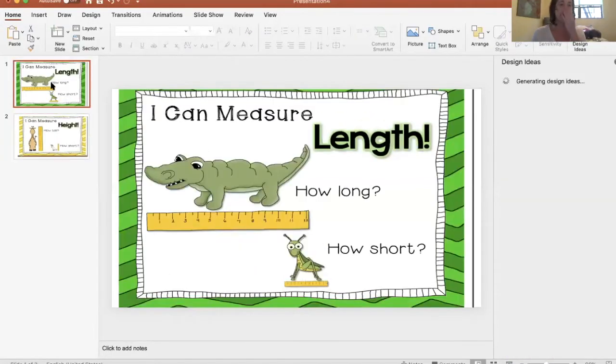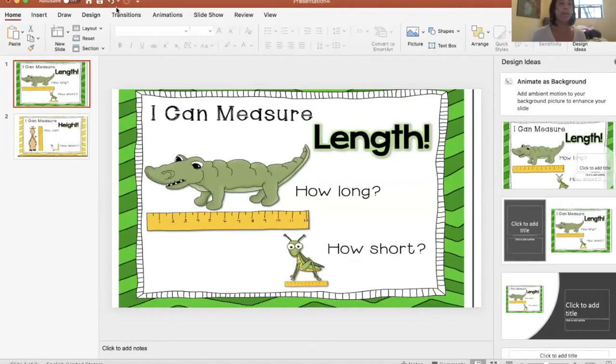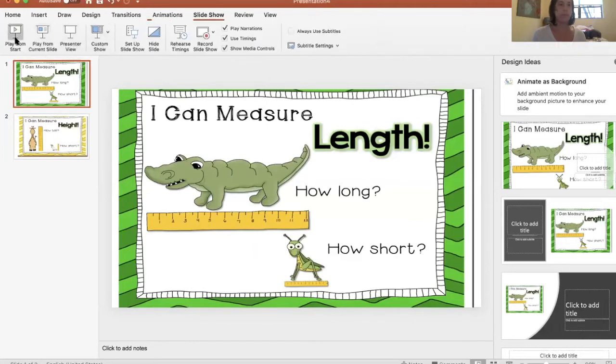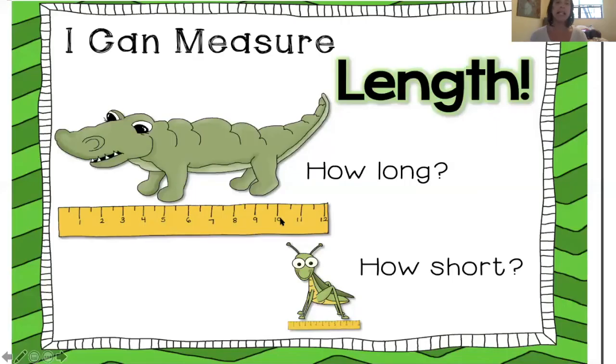All right, so I'm going to show you my screen real quick. We're going to look at a little anchor chart that I made right here. Okay, here's this alligator. We know that length is how long something is. Say length is how long something is. Your hand goes like this. So it's measuring by a ruler right here.